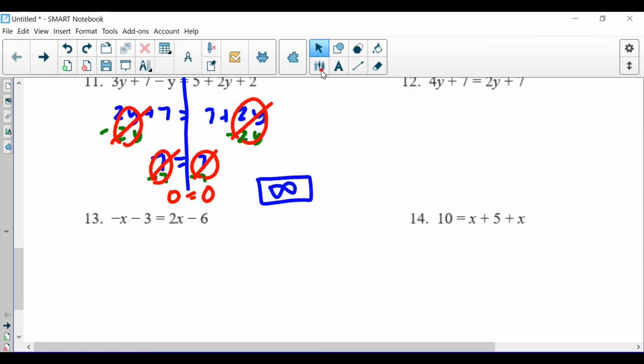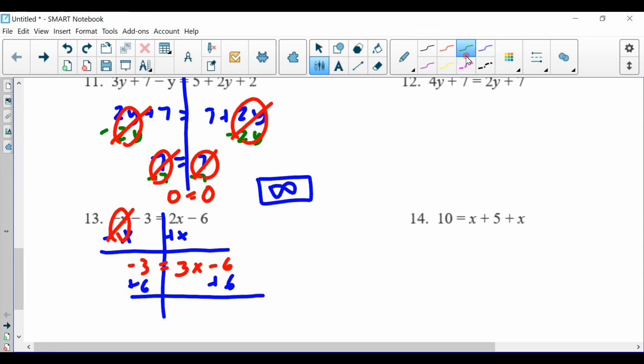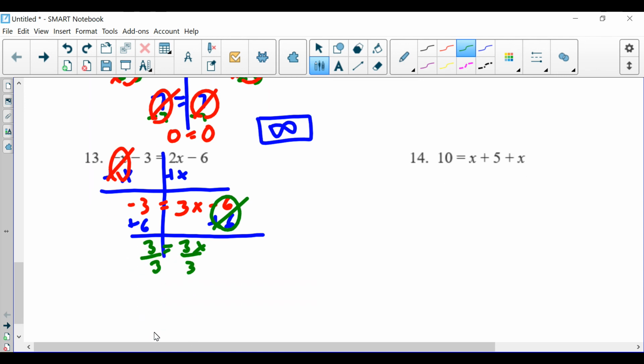All right, last one here. We're going to split this down the middle. Then we notice which side has more x's. It is the right side. So we're going to add x to both sides. These x's eliminate. We've got negative 3 is equal to 3x minus 6. Then with the minus 6, we are going to add 6 to both sides. This eliminates. We've got 3x is equal to negative 3 plus 6, which is 3. Divide by 3, and we get x is equal to 1.